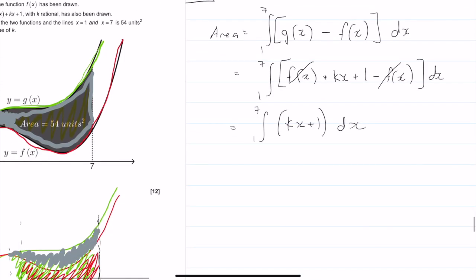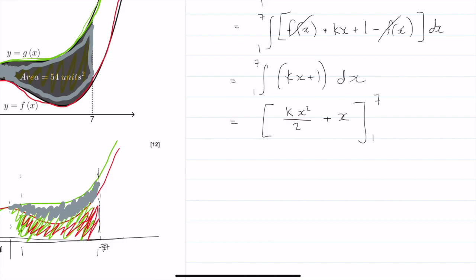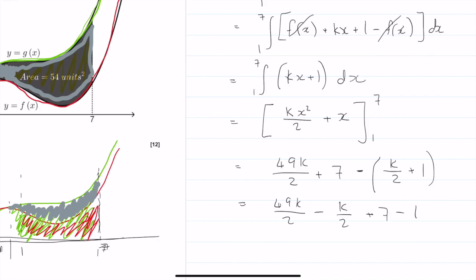Now we can actually integrate this. Integrating in terms of x, we get k, which is our constant, x squared over 2 plus x, with bounds between 1 and 7. Now we impose our limits. That's 7 squared, which is 49k over 2, plus 7, minus, putting 1 where x is, k over 2 plus 1. Which is equal to 49k over 2 minus k over 2 plus 7 minus 1.